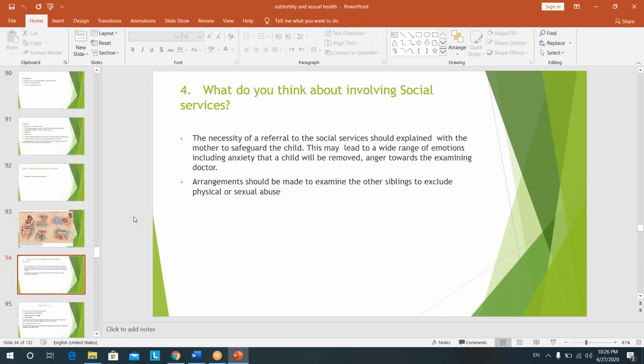Okay, then the examiner may ask you about involving the social service. Dr. Atidal gave the correct answer. It was involving the social service and explaining to the mother, but the mother may have anxiety or fear that the child may be removed from her, and she may have anger toward the doctor. So an arrangement should be made to examine other siblings to exclude physical or sexual abuse. This was a suggested model answer for such a case of sexual abuse in a young girl.